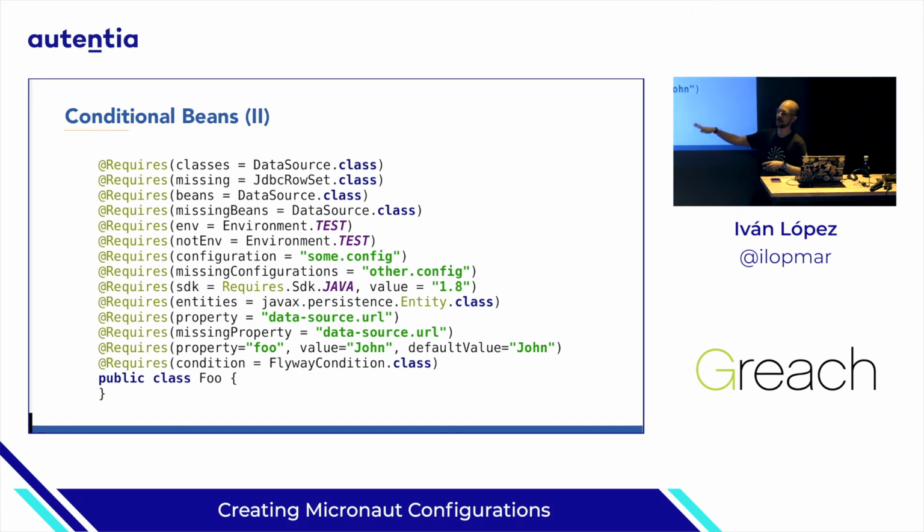Then you put a class there, Flyway condition, and this class needs to implement the Micronaut Condition interface. Then basically, programmatically, you will decide when you want this requirement to apply. So you need to return true or false, and when you return true, this condition or this requirement will be true, and the class, or the bean, will be created.